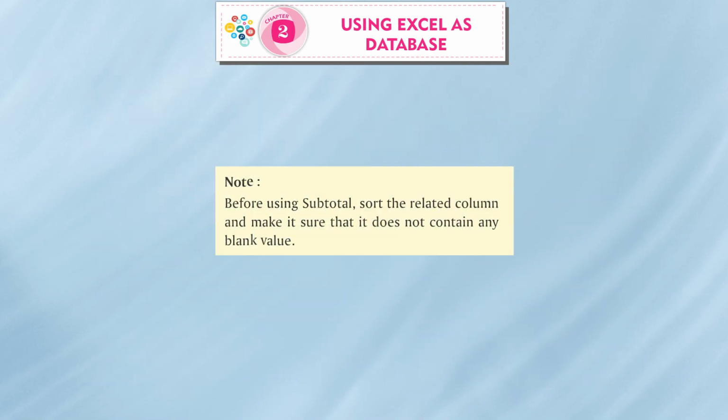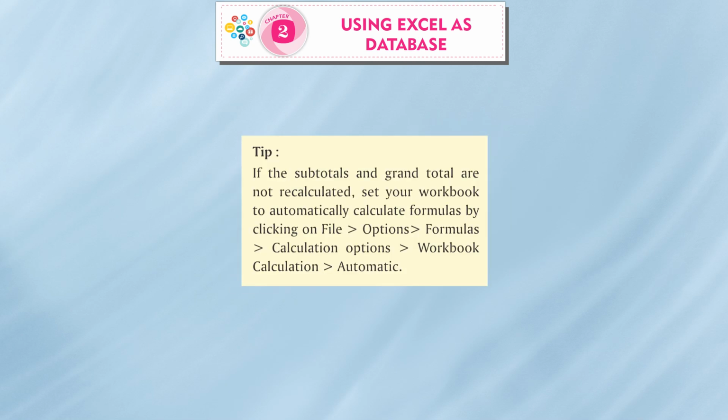Note: before using subtotal, sort the related column and make sure that it does not contain any blank value. Tip: if the subtotals and grand total are not recalculated, set your workbook to automatically calculate formulas by clicking on File, Options, Formulas, Calculation Options, Workbook Calculation, Automatic.